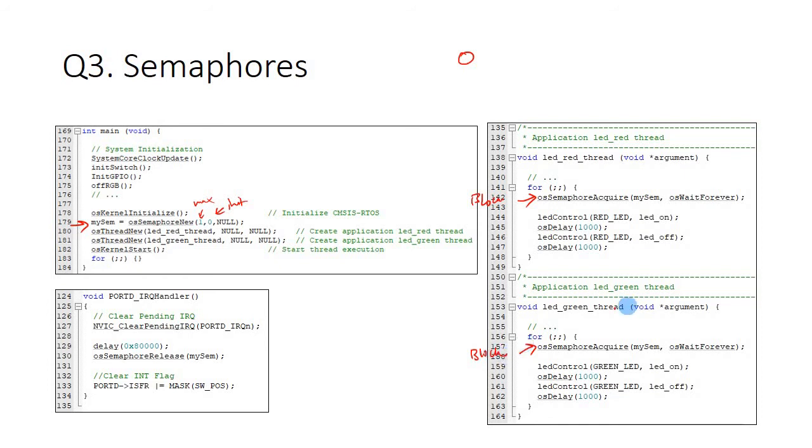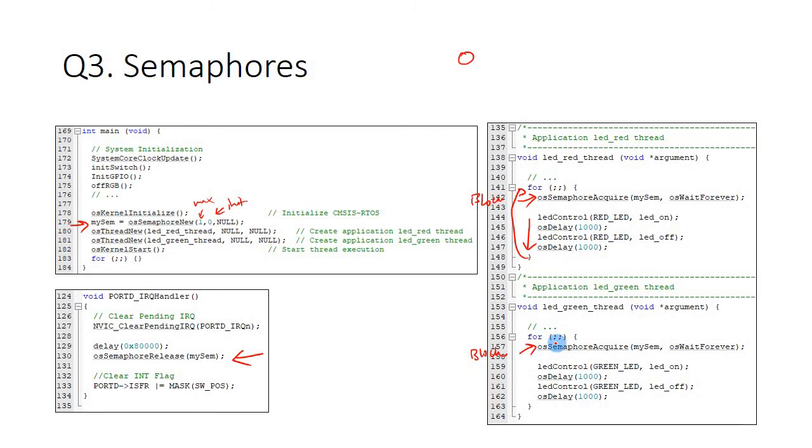Now the port D IRQ handler, basically what it does is whenever the push button is pressed, I release a semaphore. When the semaphore is released, it goes to the task that was in the queue waiting for the semaphore. Currently both of them are in the queue, but the LED red thread came first, so the LED red thread will get the semaphore and it will come out of the blocked state and be able to execute.